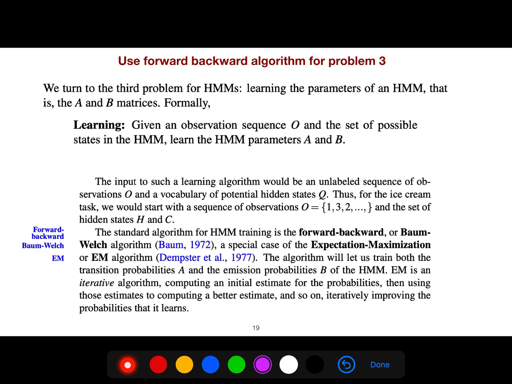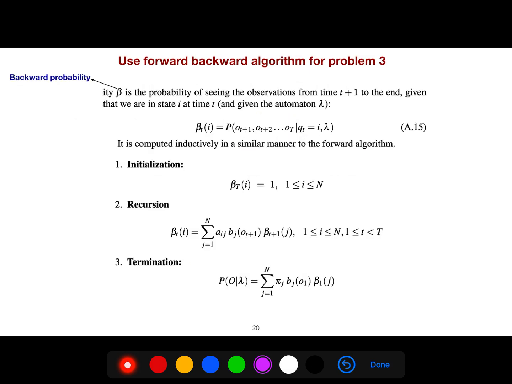So the third problem, the last problem, is we use the forward-backward algorithm. Now, given an observation sequence, instead of possible states, we want to learn the parameters. We don't know the transition and the emission probabilities. So how can we learn that? Again, when they say Baum-Welch algorithm, you should know this is the third problem that we are solving. So it's just this forward-backward algorithm, just another name.